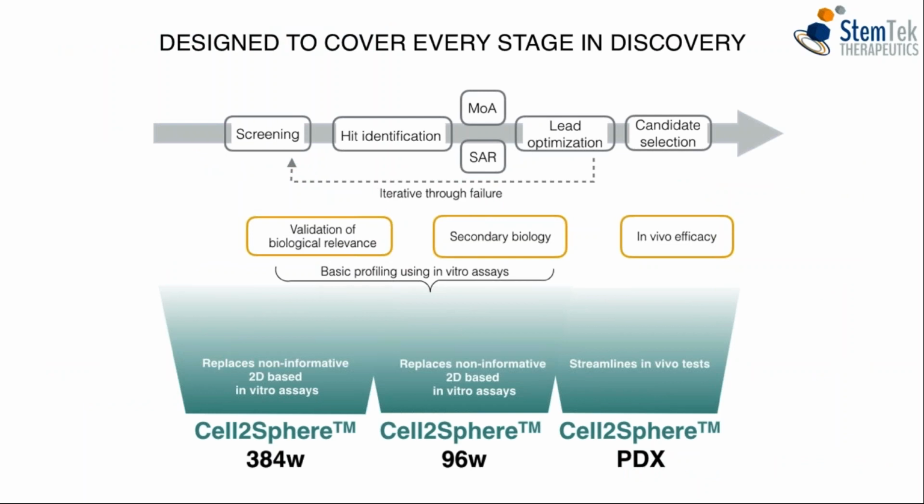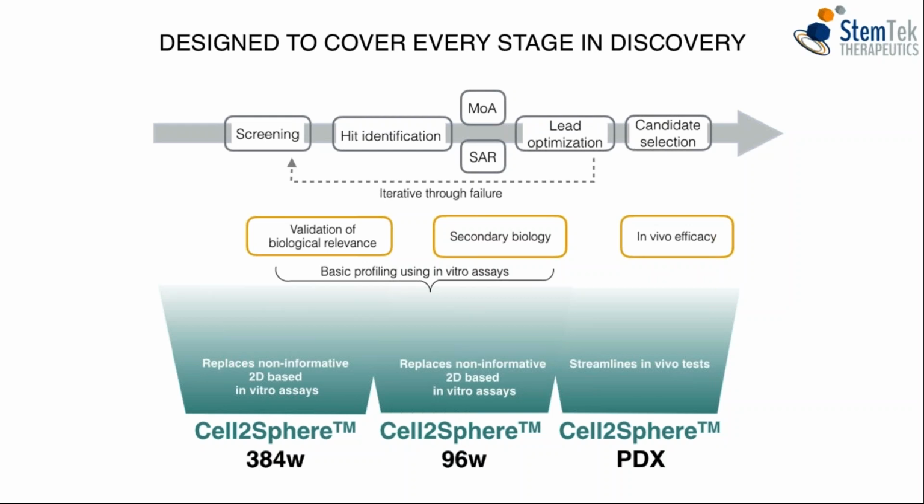So if we look at the continuum of the drug screening process, from the early primary screening to the late efficacy validation previous to in vivo selection, right now we're covering just the secondary biology 96-well based validation studies with our product Cell2Sphere 96-well. We're also going to be releasing the same kind of culture in 384-well format before the end of the year. And we're also working on another novel system which is going to give a lot of value to the drug validation studies, which is using spheroids not based on cell lines but based on PDX material.